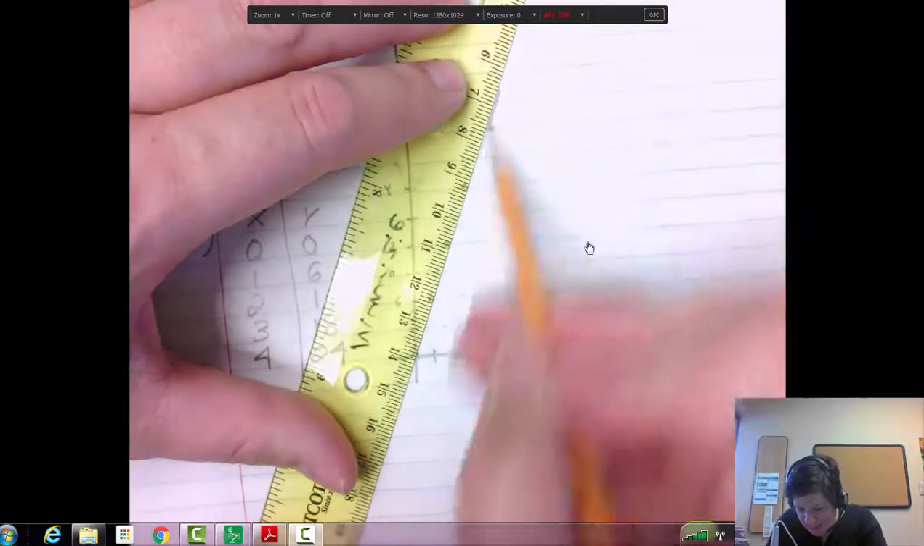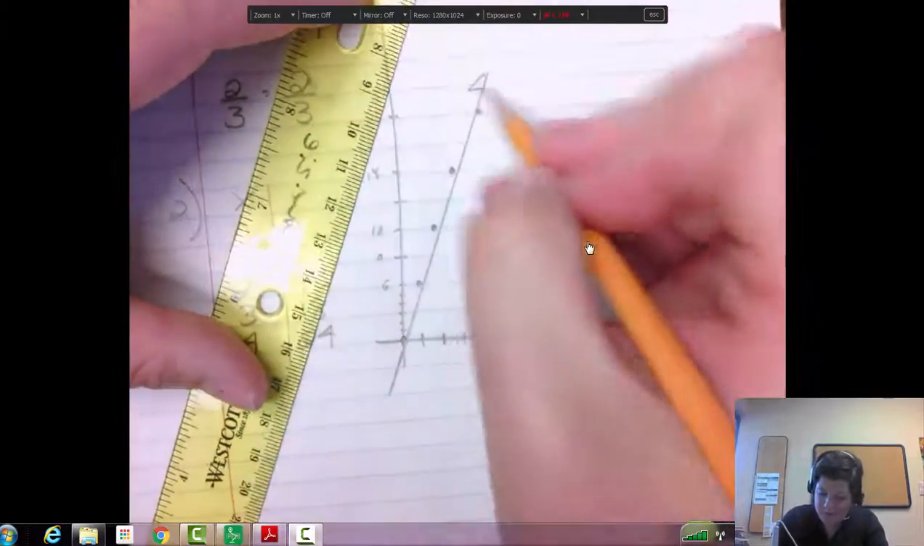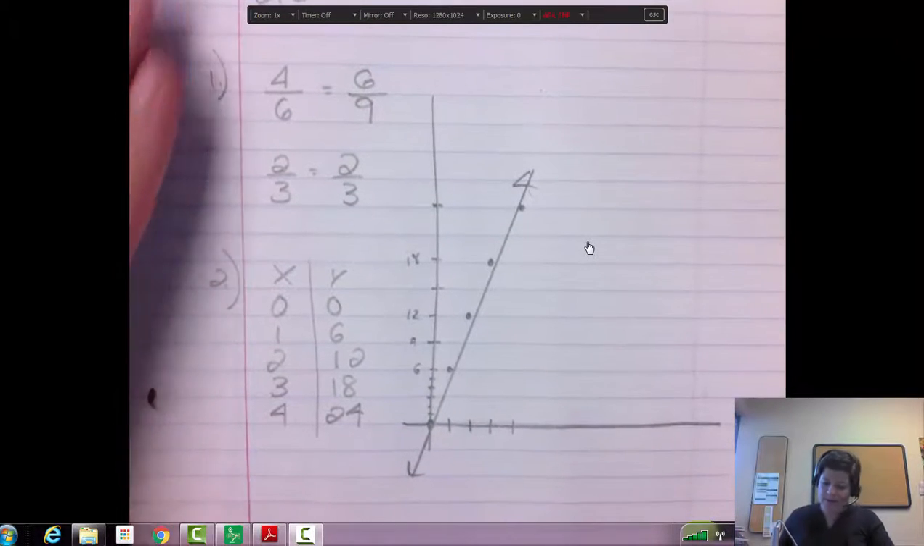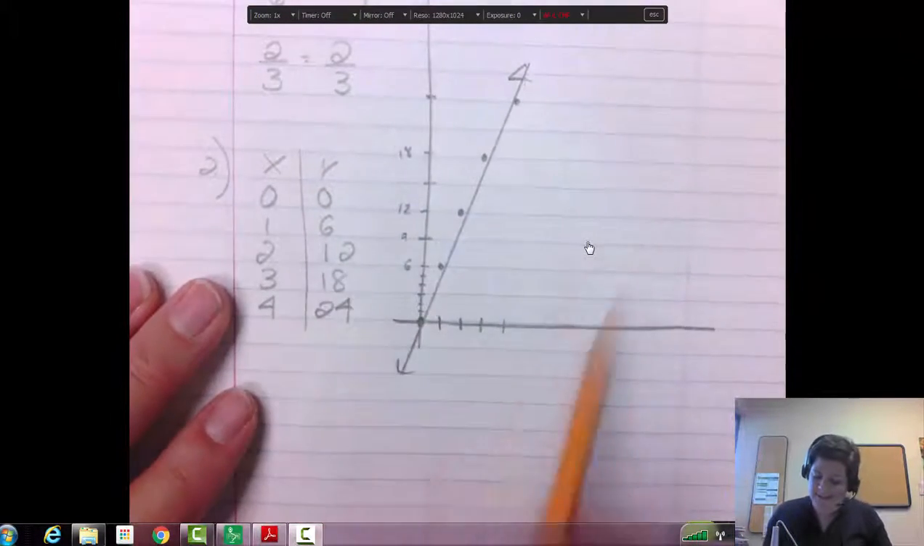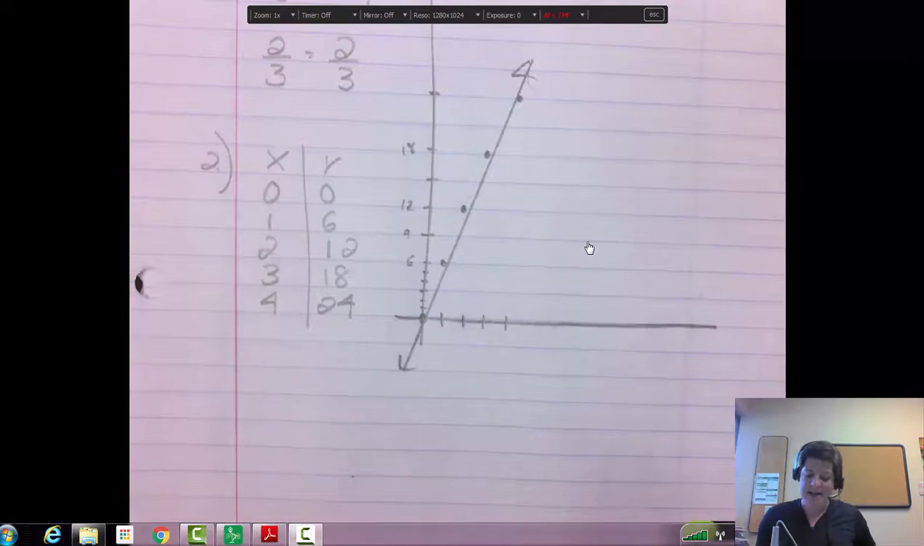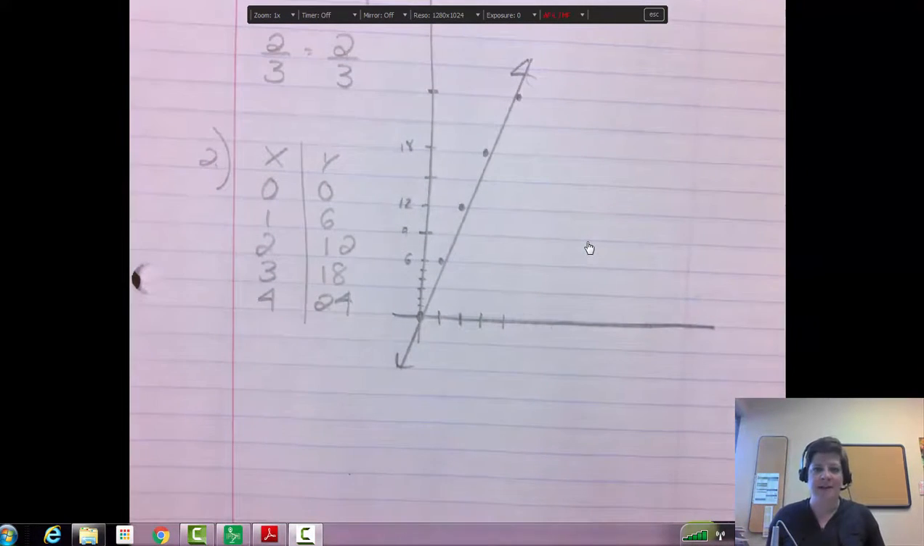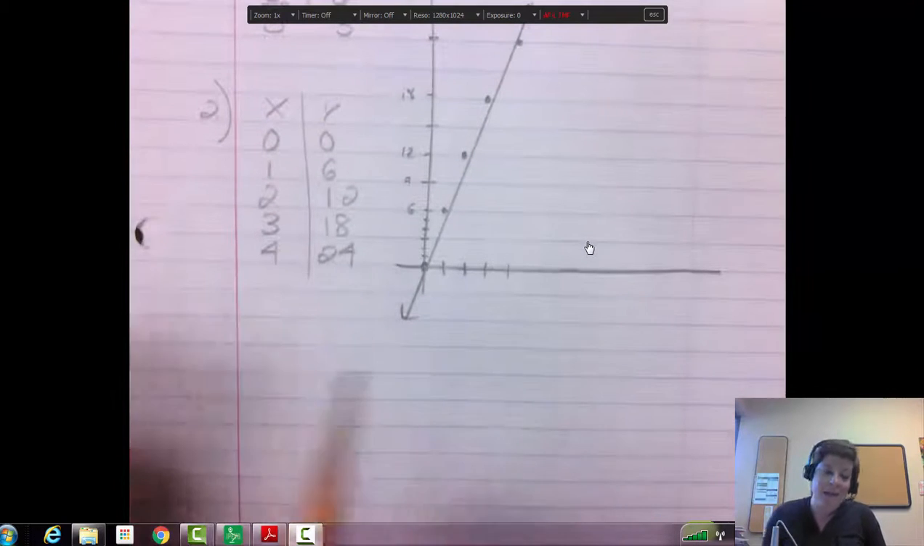My graph's not perfect, but close enough. It doesn't quite. Maybe I needed some graph paper. So either way, you can see it there and it graphed, and you can see that it goes to the origin and that it goes in a line. How else can I double check?